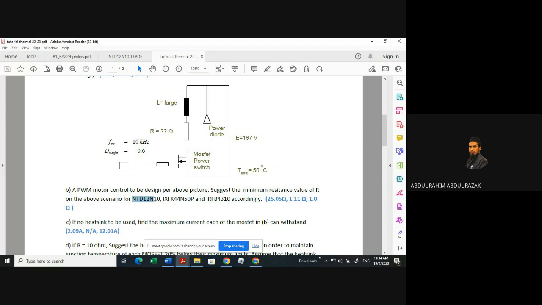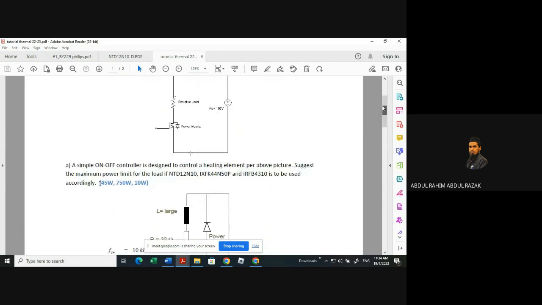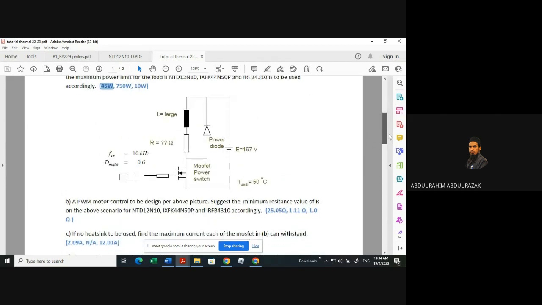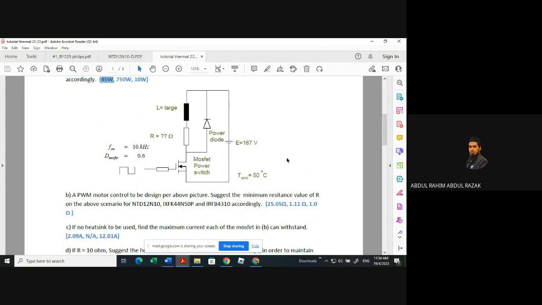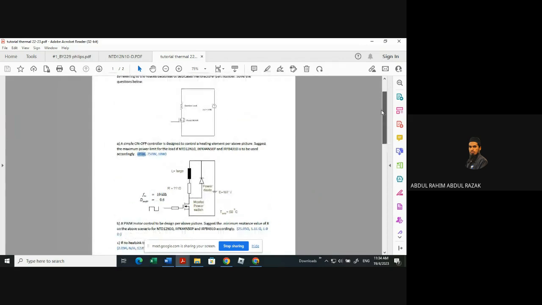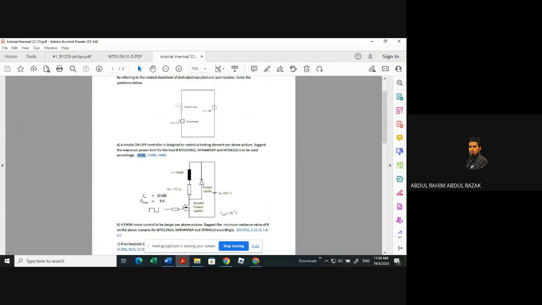Same, you refer to this NTD12 and 10. Let's say you have acknowledge on the maximum power it can pass through. Consider that you apply with inductive load, not resistive load. For resistive load, kita nampak dia punya susunan adalah sama je. See tak? We have your source, your load, and your device. The extra part is your diode.